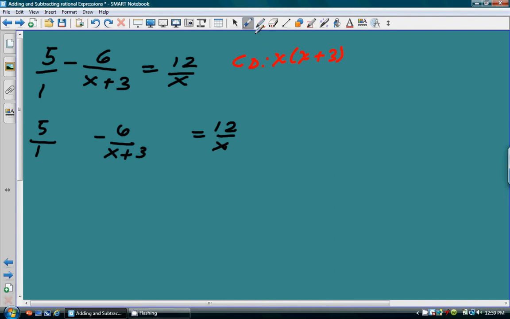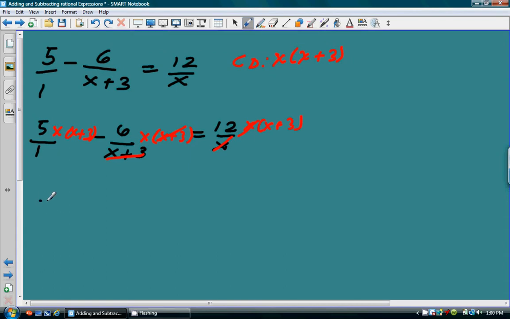So we're going to multiply by whatever our common denominator is, in this case, x times x plus 3. Now, if you notice, the x plus 3 will cancel here and the x will cancel here. And we want this to happen, so the denominators are gone. Now we work out the problem using what we know.